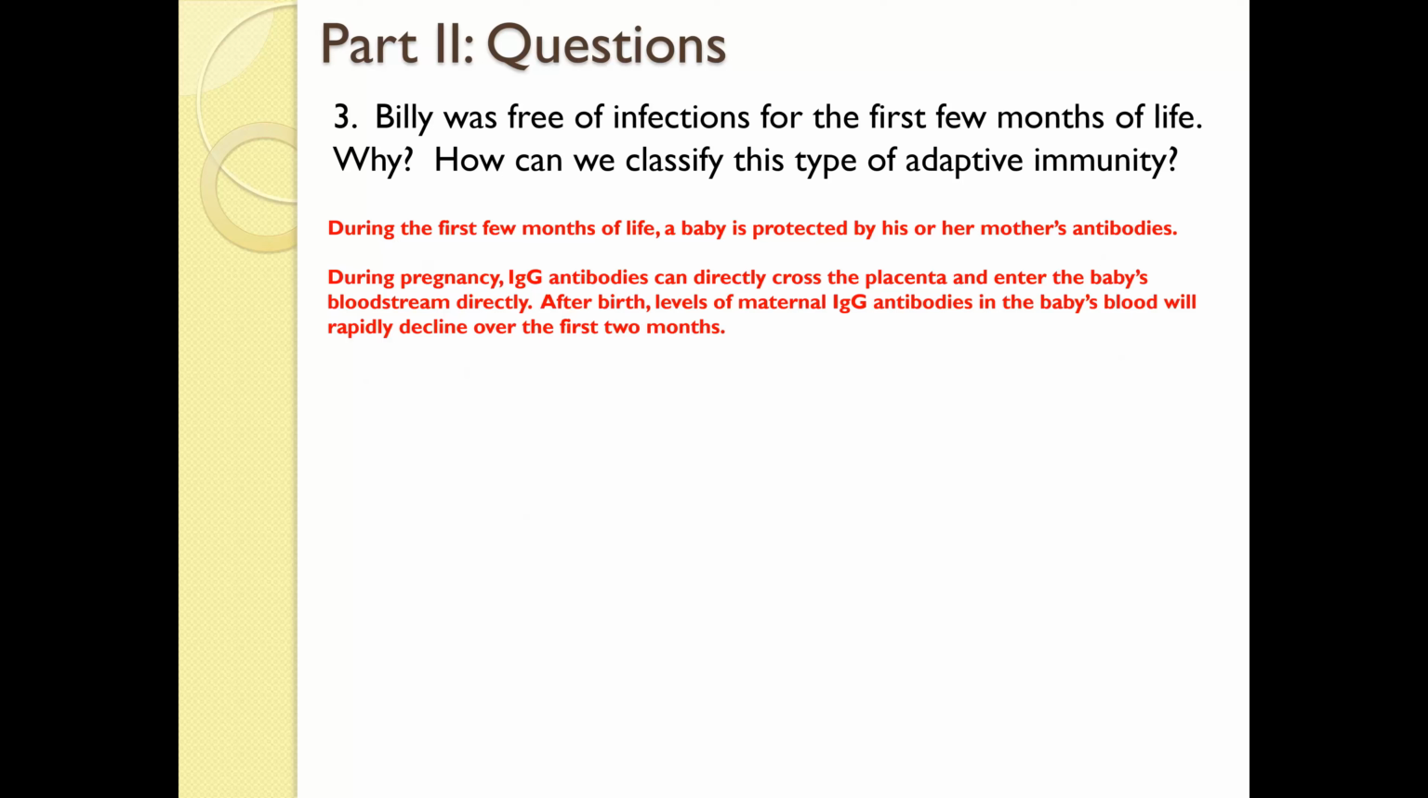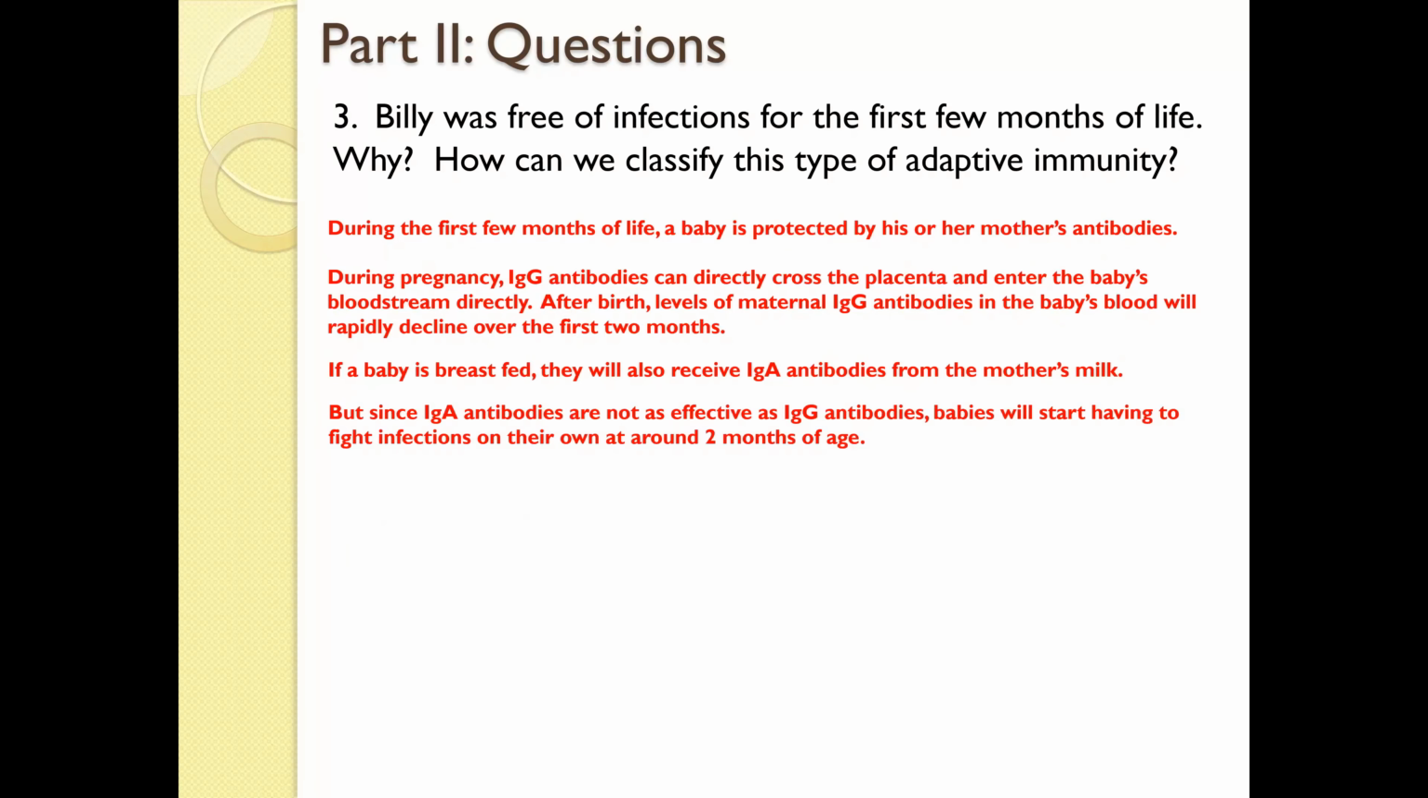After birth, the level of the maternal IgG antibodies in the baby's blood will rapidly decline over the first 2 months. If a baby is breastfed, they will also receive IgA antibodies from the mother's milk. But since IgA antibodies are not as effective as IgG antibodies, babies will typically start having to fight infections on their own at around 2 months of age. So in his first few months of life, Billy was protected by his mother's IgG antibodies, but then he lost that protection, and that is when he started becoming sick all the time.